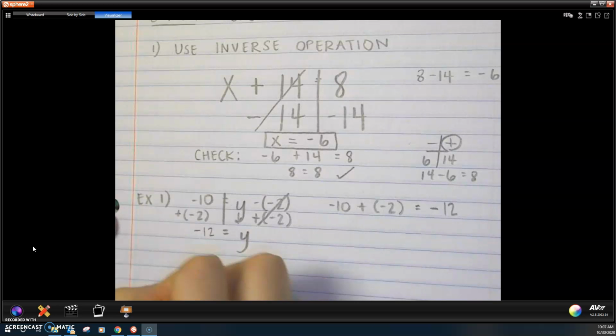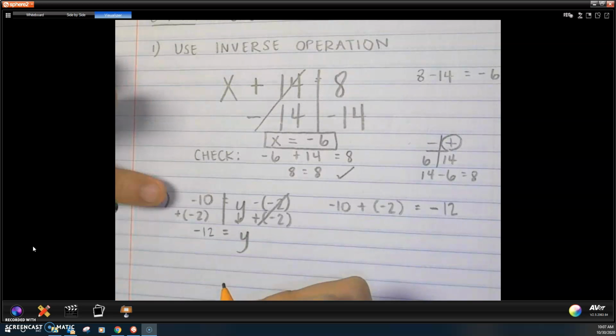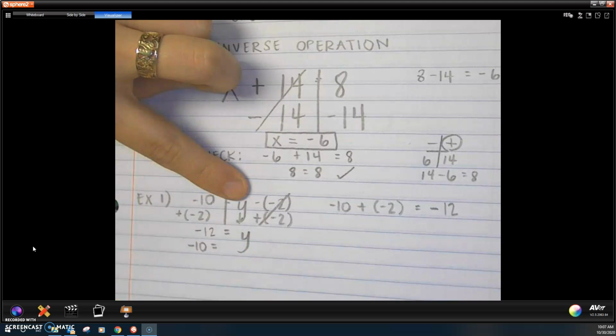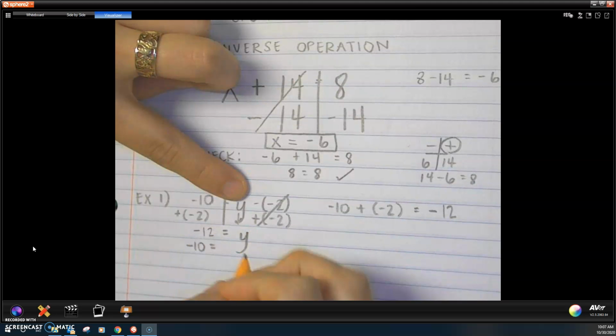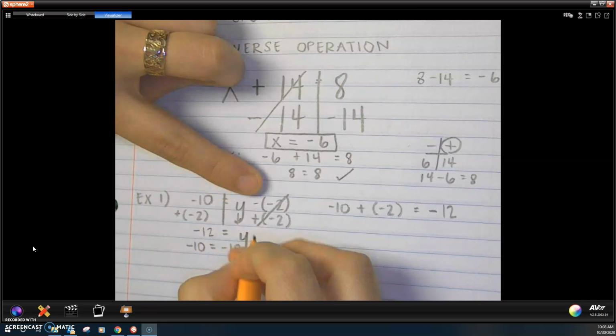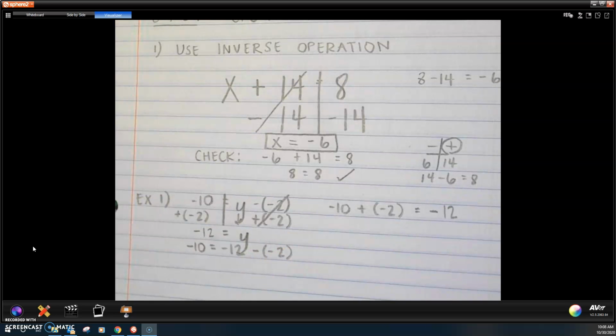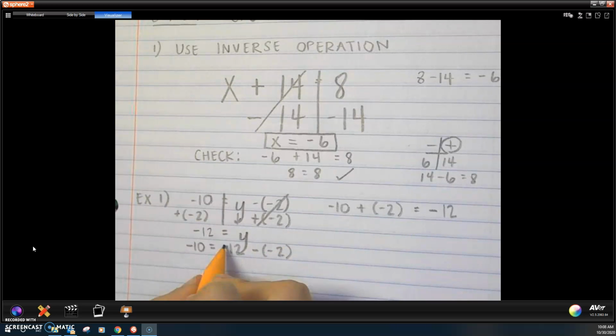And then I can go in and check my answer. So I'm going to start with what I started with. -10 equals y, which is now -12, minus my -2. And then I need to make sure my right side equals my left.